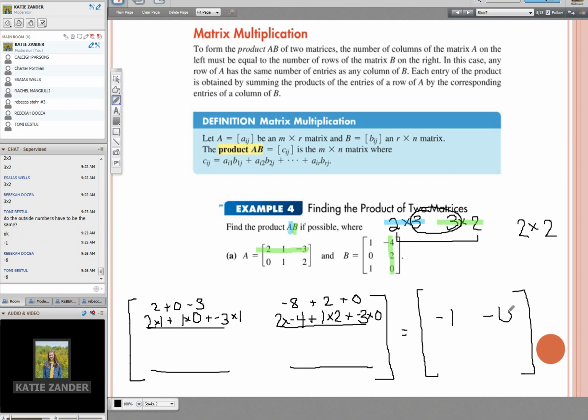Negative 6. So that's going to be my element for row 2, column 2. Next, we're going to go ahead and find row 2, column 1. So row 2 we start with, and column 1 from the second matrix. And the process starts over.